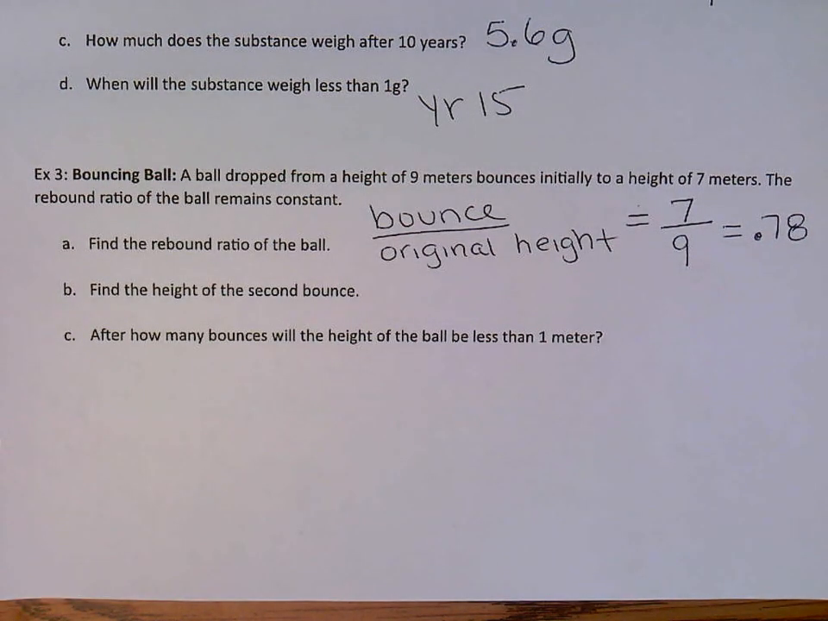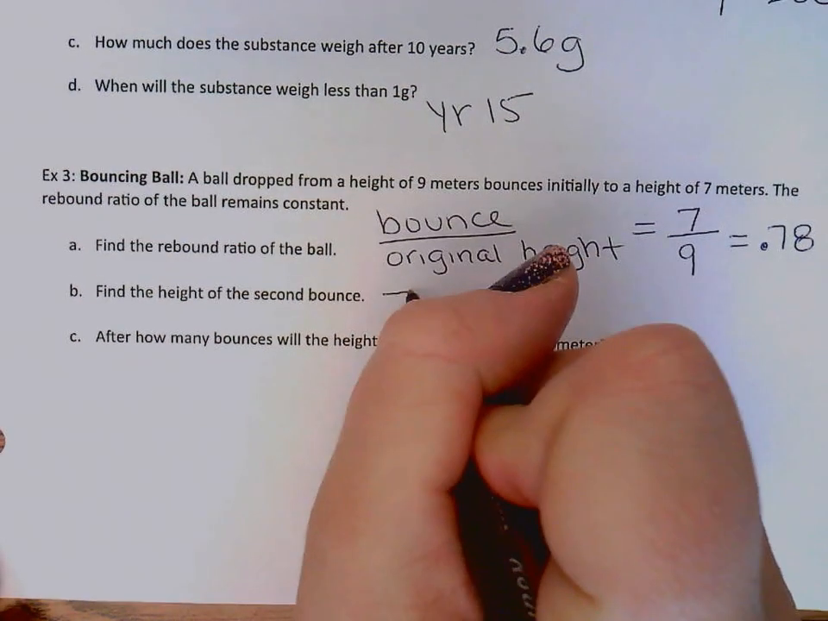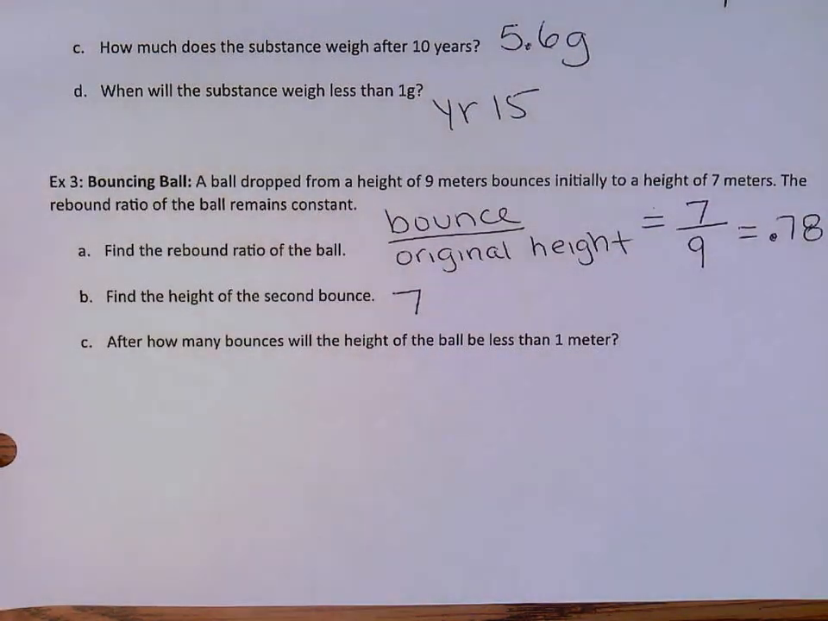So either of those you could use as your ratio. That's the base of your exponential function. So it says find the height of the second bounce. So I'm going to take the height of the first bounce, because that's where I'm dropping it from, and multiply by what?